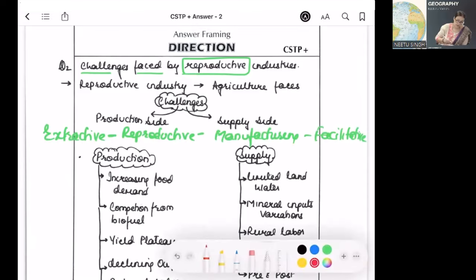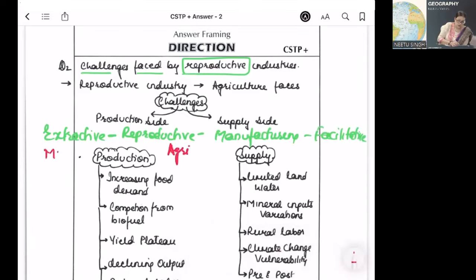Reproductive industry stands for agriculture. This is mining, lumbering, fishing. This is where you talk about value addition, anything that is going on with vertical integration: cotton, cotton textile, iron ore, iron steel, etc. Facilitative is trade, transport, community.